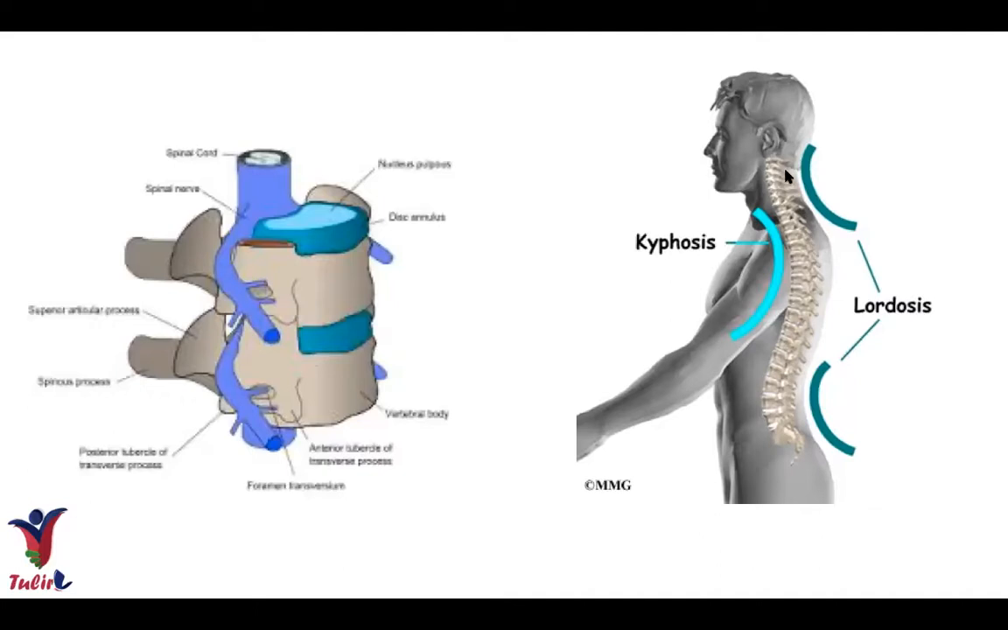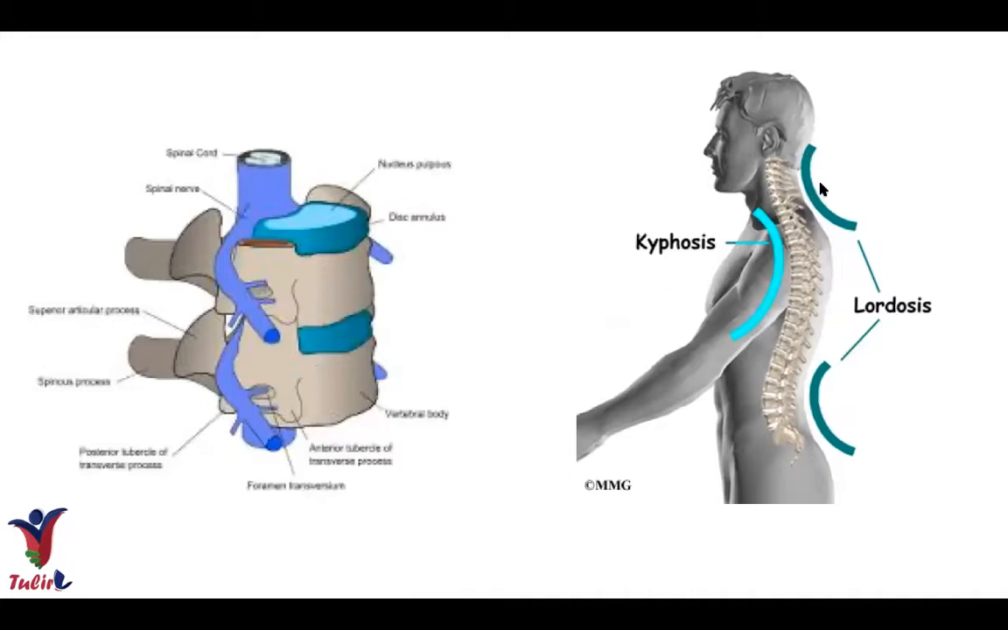In this picture, you can see that the spine is basically an S-shaped curve. You can see two types of curve here. This is the normal lordosis in the cervical region and in the lumbar region, and the normal kyphosis in the thoracic region and in the sacral region. So this is the normal lordosis.